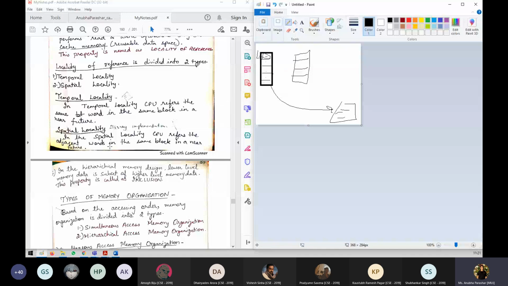Whereas in spatial, suppose the CPU has generated the request again and the data is found somewhere here. Next time it will generate the request, it will start from here itself, and then it will look at the adjacent blocks. If the data is not there, it will fetch it from here. But if the data is there, then it will not.